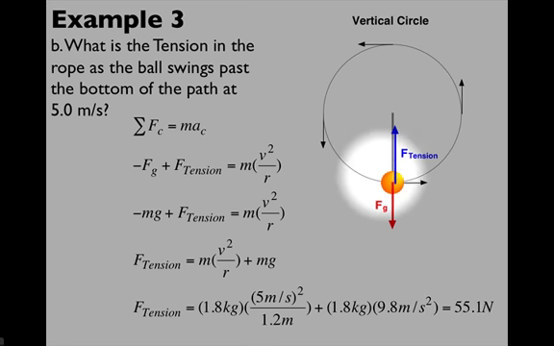The ball's mass, 1.8 kilograms, times the 9.8 meters per second squared means that the ball itself has a weight of a little more than 17 newtons. Notice that our force of tension is much greater than the 17 newtons that the ball weighs. Why is that? Because we need an additional force of tension, not only to support the ball's weight, but to accelerate it towards the middle of the circle, to support its weight as the ball moves past the bottom of the circle.